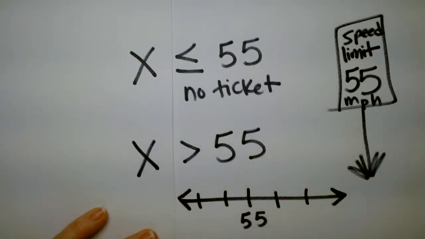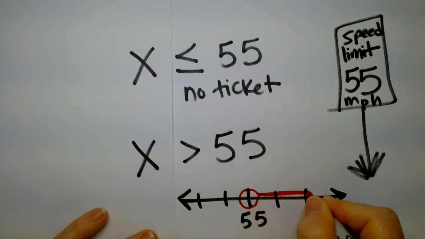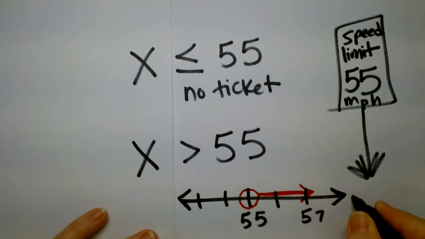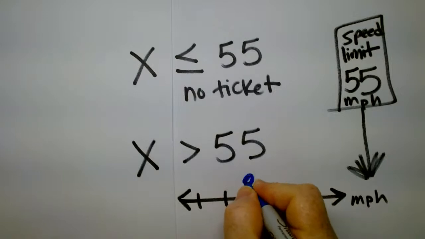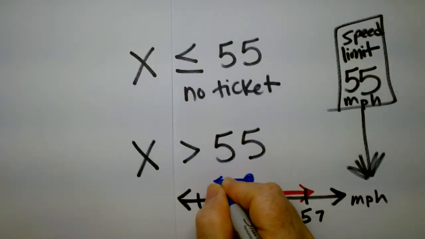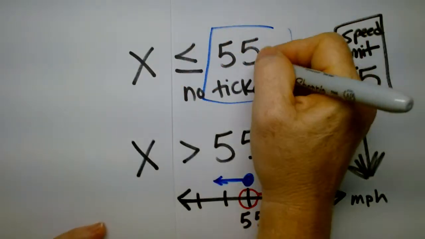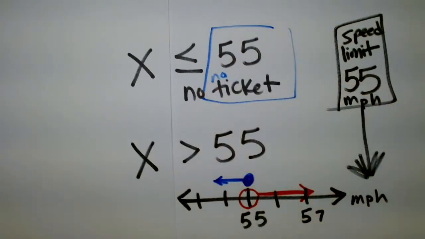Everybody, right? Especially if you're looking. So the ticket range is open circle this way, right? So this is 56, 57, right? Miles per hour. And closed this way. This is the no ticket. No ticket. Okay, red is ticket.